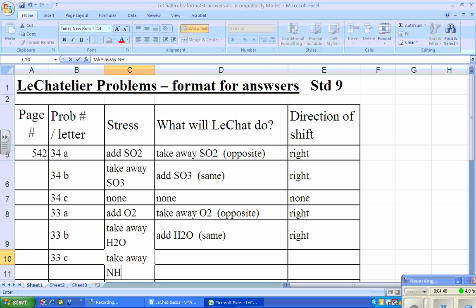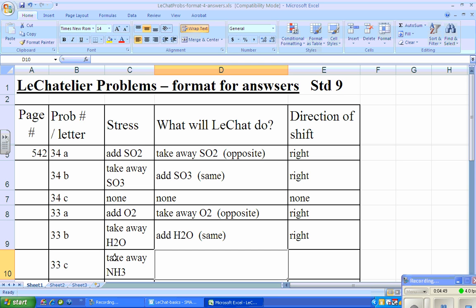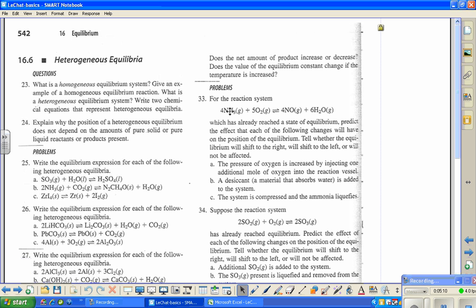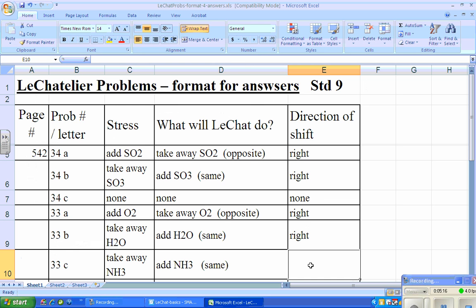of NH3. All right. And so what is Le Chatelier going to want to do? The opposite, of course. So he's going to add the NH3 back as best he can. Now, how is he going to do that? Add is same. So we go back and we look and see where is the ammonia? It's on the left. And the same side is the left. That tells us that's the shift. And so, in this case, it's the left. In the last case, the water was on the right, and same was going to the water. So that's how we get a left shift.